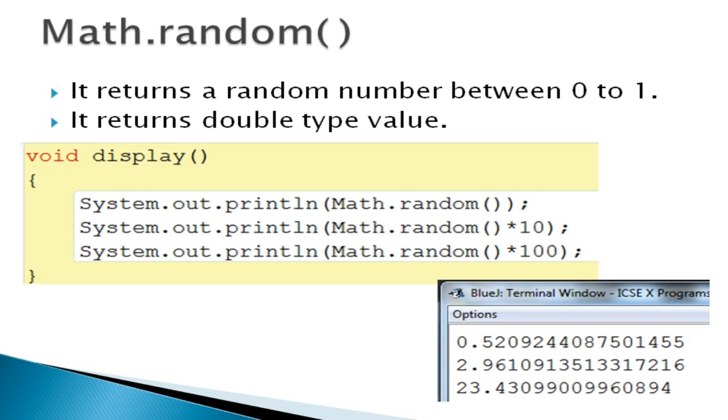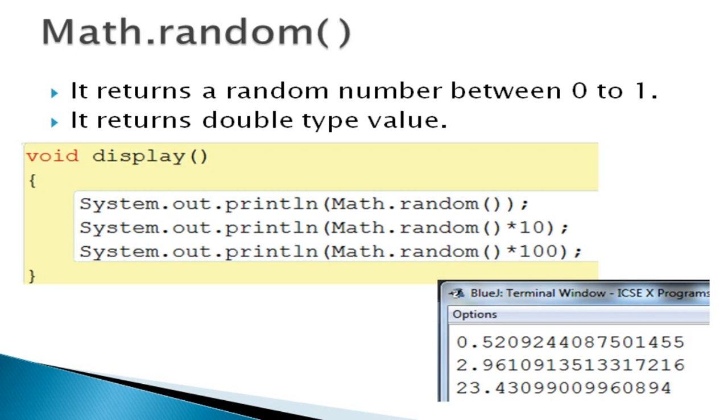Next is Math.random. It returns a random number between 0 and 1. If you just give Math.random with open and close brackets, it returns any number between 0 and 1. You can see the first result is 0.5. Second example, if you want to print numbers from 0 to 9, you can use Math.random and multiply with asterisk 10. If it is multiplied by 10, you will get one digit before the decimal. So it becomes 2.96. So the values will be between 0 and 9.